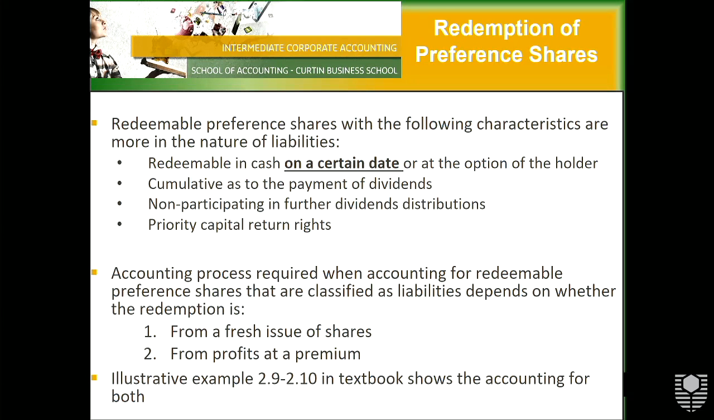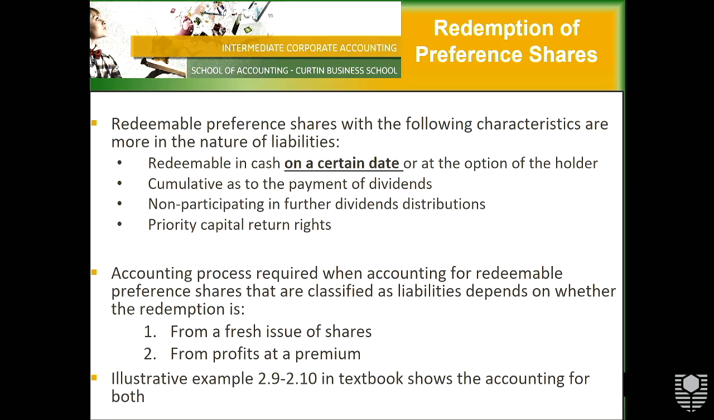Redeemable preference shares with the following characteristics are more in the nature of liabilities: a set date; it is cumulative as to the payment of the dividends, meaning that you continue to owe the money; they are non-participating in further dividend distributions; and they have priority capital return rights. All right, so those are characteristics of debt.